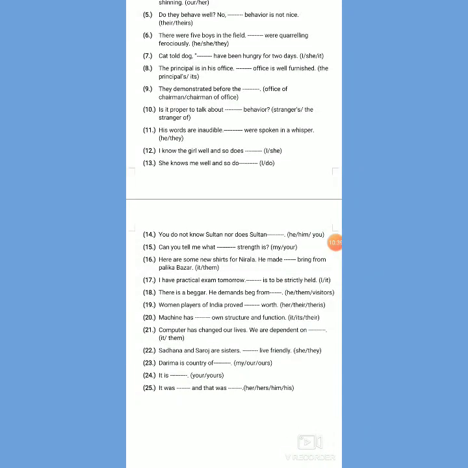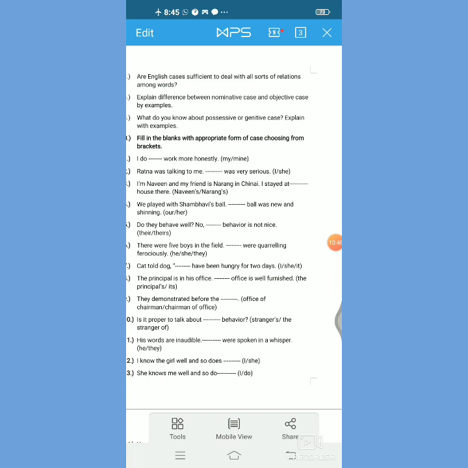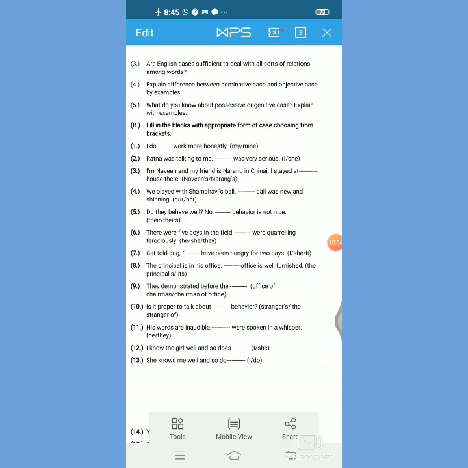Now there are 25 questions. These questions are of objective nature. The choices are already given, of two or three pronouns to select from. So I am going to deal with a few for you. I do work more honestly. Here work is in the place of object, so there should be a possessive case pronoun, and work is a noun following the pronoun. So my work will be the appropriate choice, not mine work, because for mine there should be no noun following. So my is the right choice.